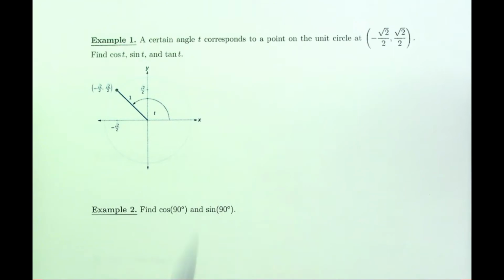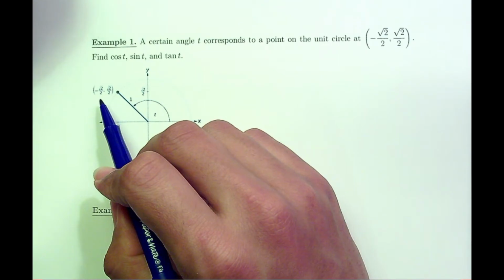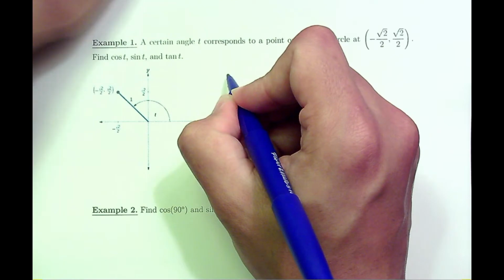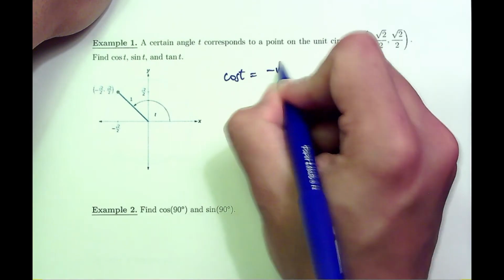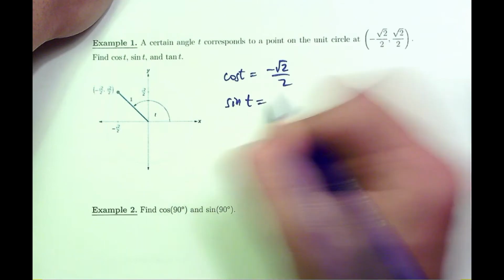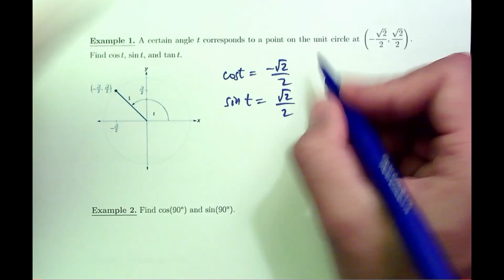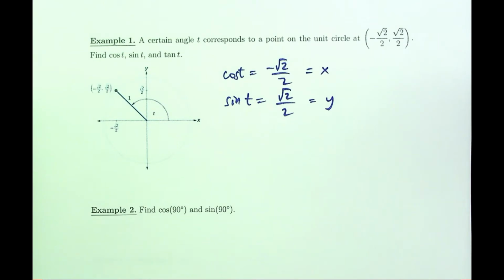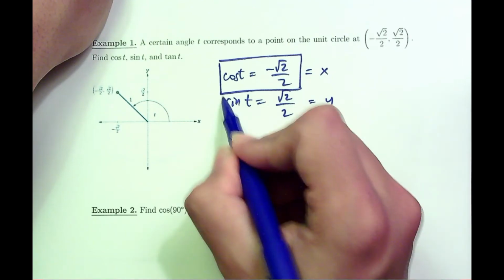Well, because this is a unit circle, the coordinates of that point are precisely the cosine and the sine. So this tells me that the cosine of t is negative square root of 2 over 2, because that's the x coordinate, and the sine of t is the y coordinate, square root of 2 over 2. So the answer is that and that.